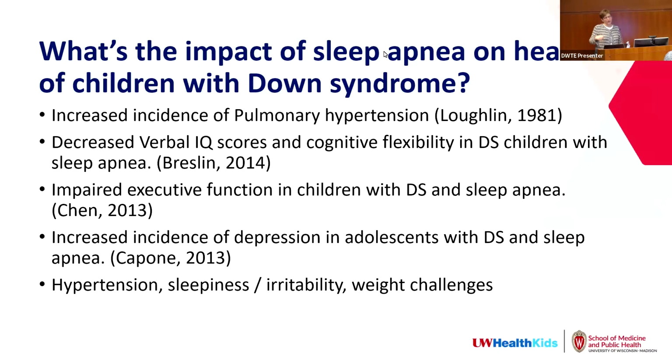I think, one, probably sleepiness is what we think of the most, or behavior issues, but other comorbid things that can happen include an increased incidence of pulmonary hypertension. Especially when infants are born with Down syndrome, there is pulmonary hypertension that can occur, but if it's prolonged, having continued obstructive sleep apnea can be a component. And I also think of how the brain is affected by sleep quality. So this is looking at verbal IQ scores, and cognitive flexibility can be impaired if you have continued sleep apnea, executive function as well. And then mood, right?